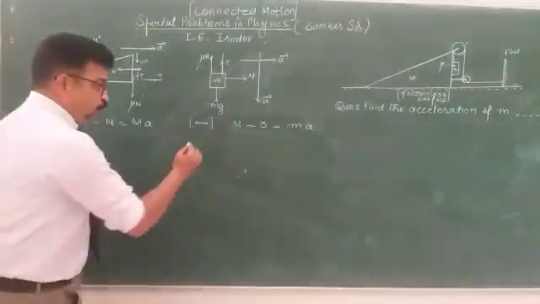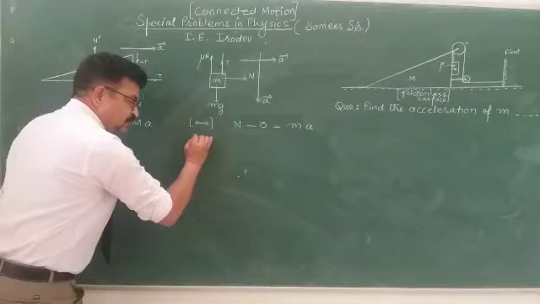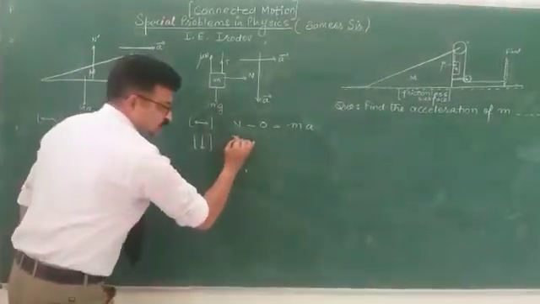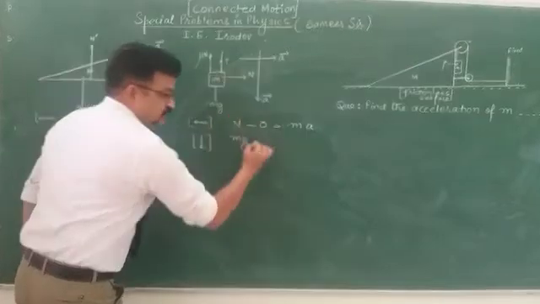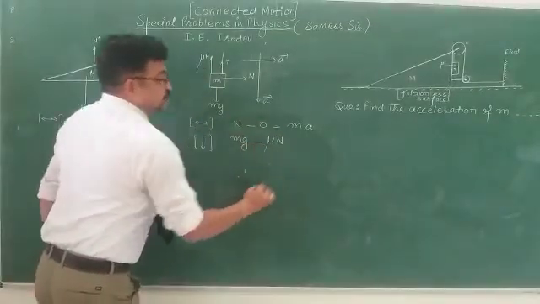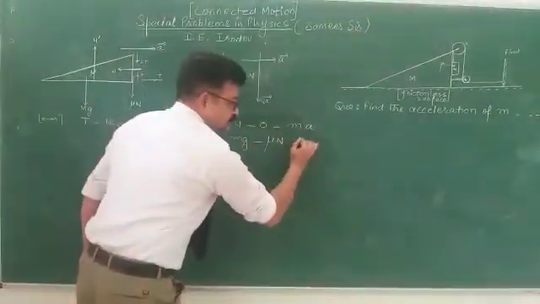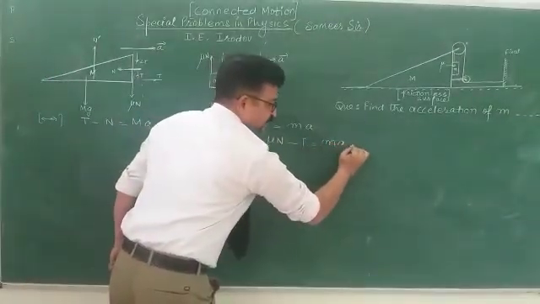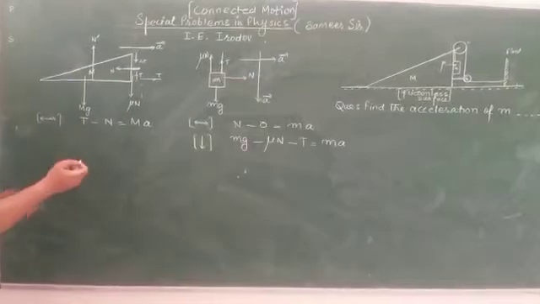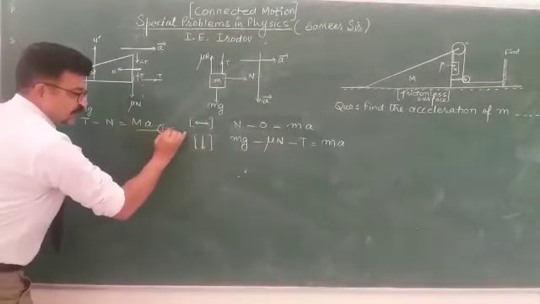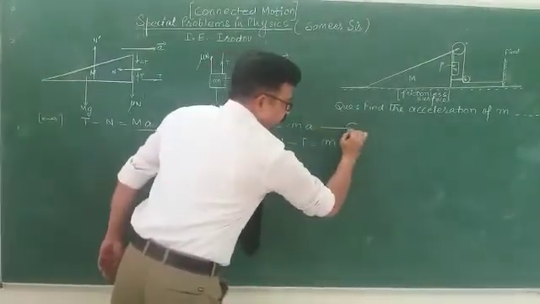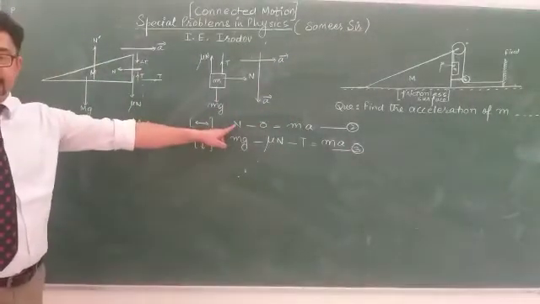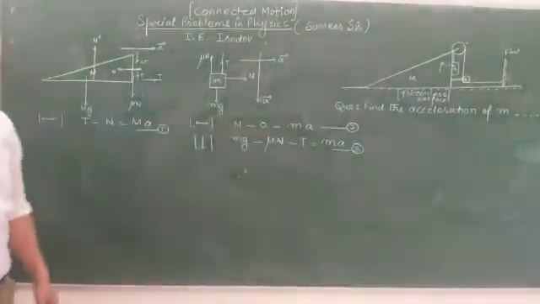If you want to find out the vertical equation of small m, have a look at that. This will give you mg minus frictional force minus T. That will give you what? It will also give you a value. So there are three fundamental equations. If you look at the second equation, N is giving you the value of mA.